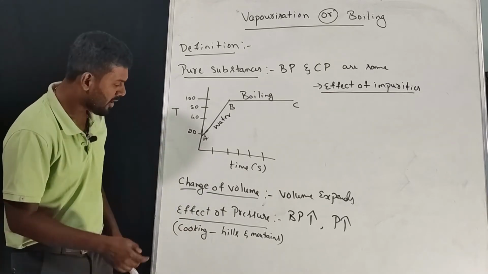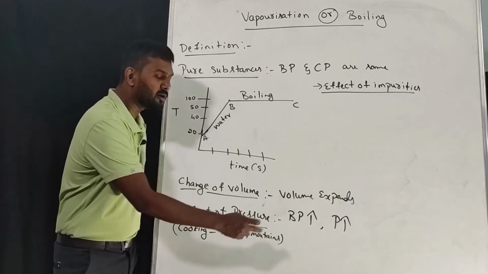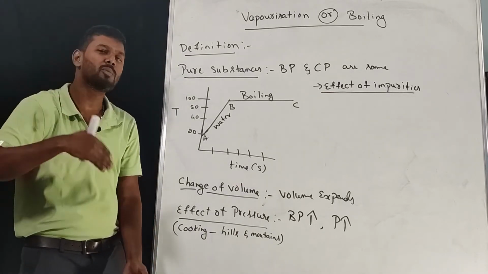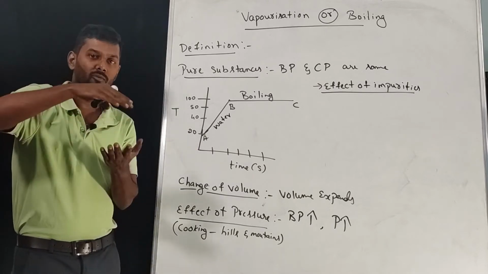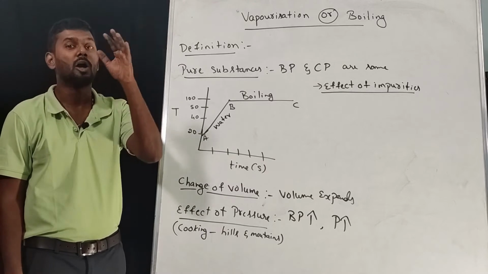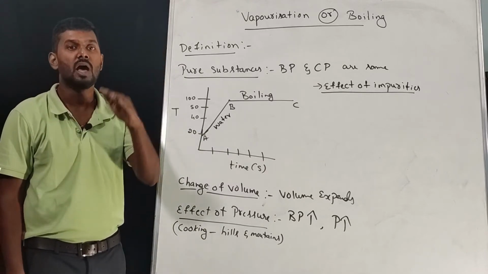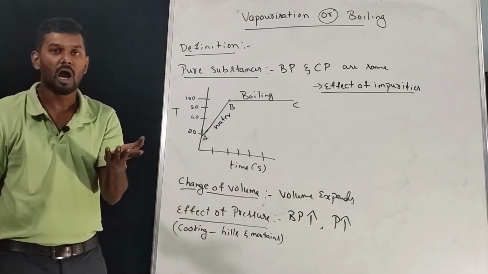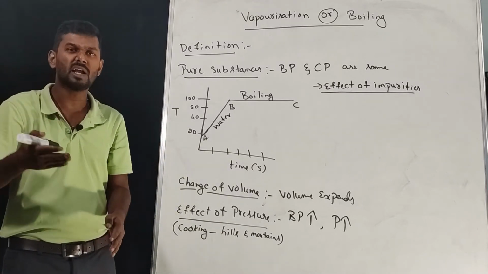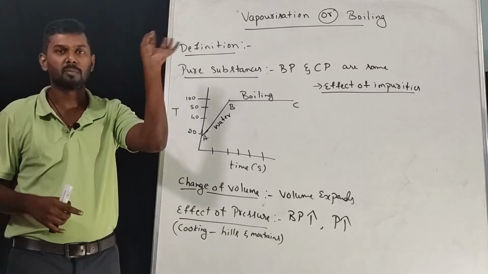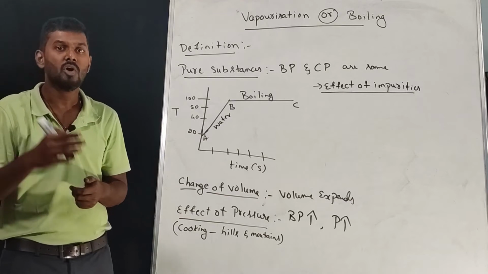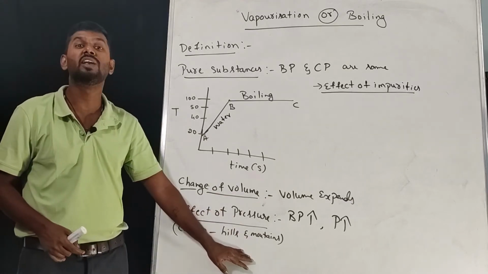But there is one problem when it comes to hilly regions and mountains. In hilly regions and mountains, the altitude will be high. What do you mean by altitude? The height. When there is an increase in height, what happens to the atmospheric pressure? Atmospheric pressure reduces. We have learnt in 9th standard that atmospheric pressure reduces with an increase in height. That's why in mountains the atmospheric pressure, compared to the land, will be very low. So in those kinds of regions, it is very difficult to cook.